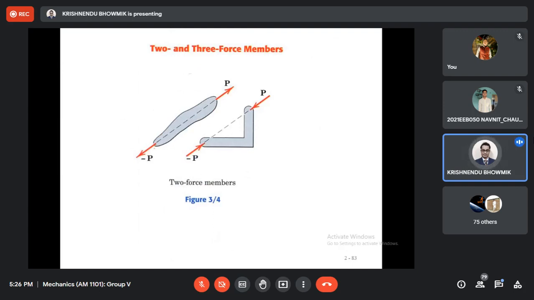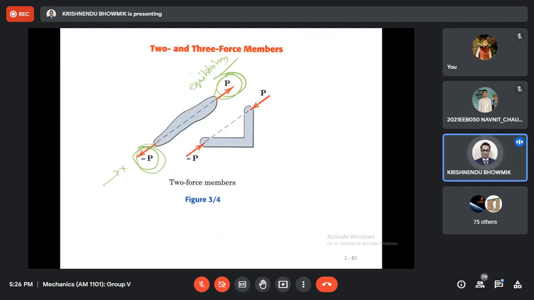Maybe this is the member, only two forces are there and it is in equilibrium. In that case, consider this as the x. If it is in equilibrium, definitely these two forces will be the same, and they have to be collinear. Then only it will be in equilibrium.